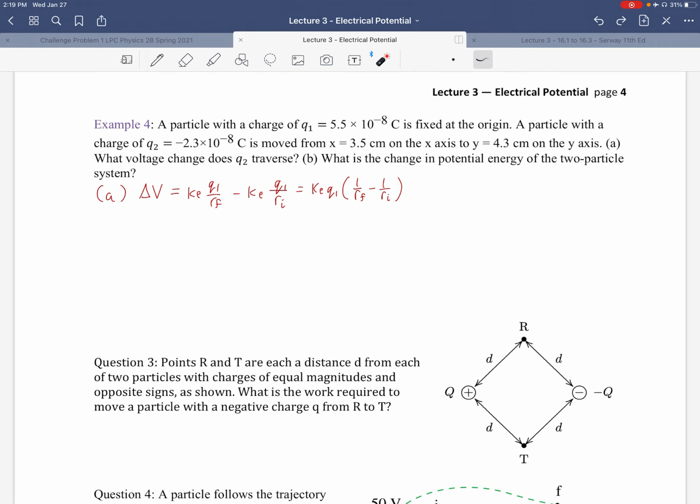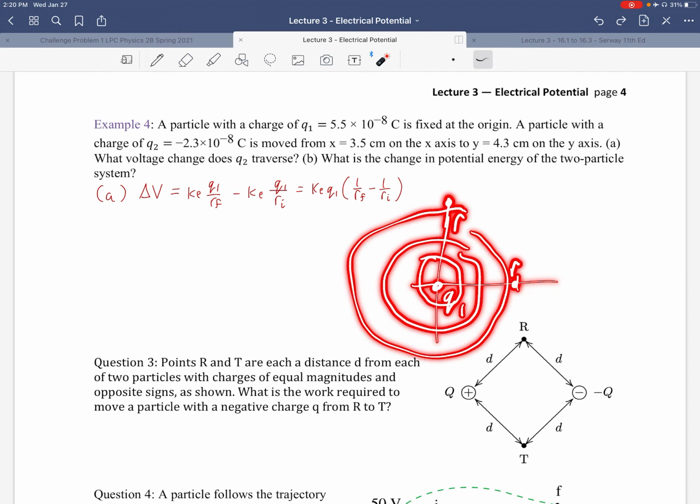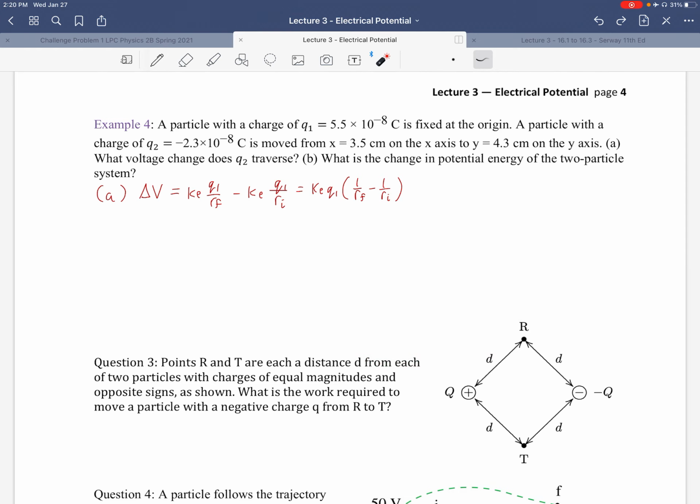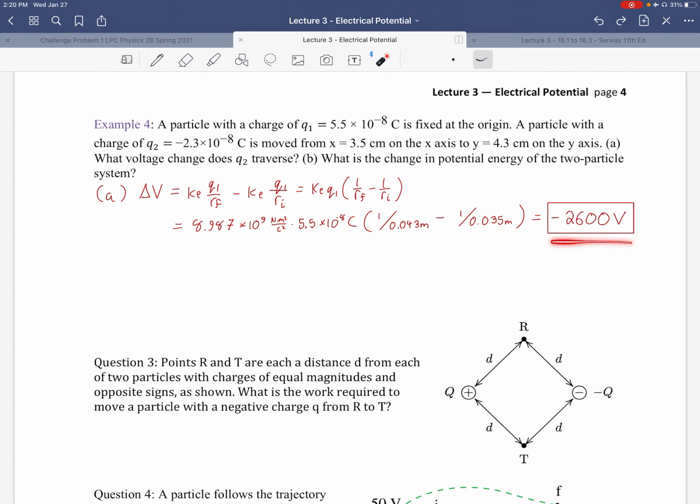Notice that although I went from an x value to a y value, it doesn't matter because they're both effectively radii, right? So if this was my Q1, essentially I went from this distance to this distance, right? But they're both a radius. So since I'm dealing with concentric circles, it doesn't matter that one is on the x-axis and one is on the y-axis, does it? Okay. All right. So in that case, I can just plug in the values of my final being 4.3 centimeters converted to meters, and then the initial being 3.5 centimeters converted to meters. All right, plugged in my other numbers, and there we have it, a change in voltage of negative 2,600 volts.